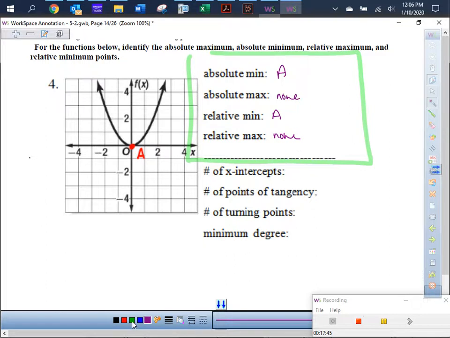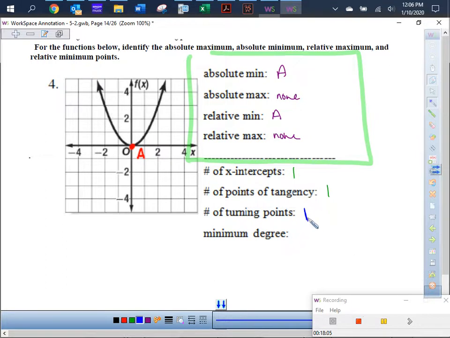Number of x-intercepts, we'll count them up. That is 1 of those. The points of tangency, that is a point of tangency, so we'll count them, and there is 1 point of tangency in that place. So, cool. Number of turning points, well, we go and find them, and it's just the 1, right? It's just A is the only turning point.